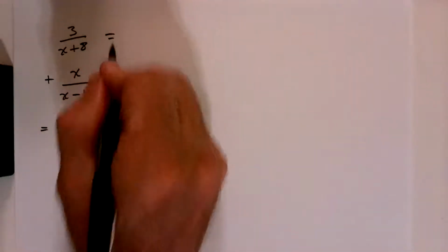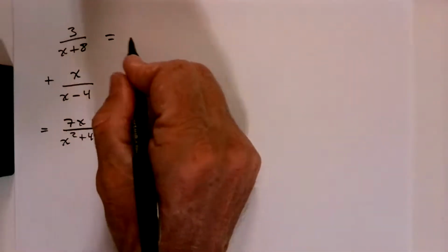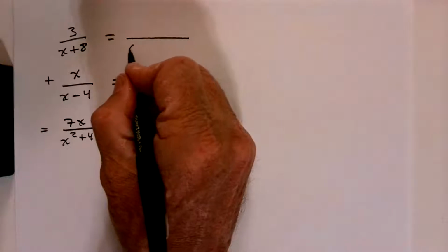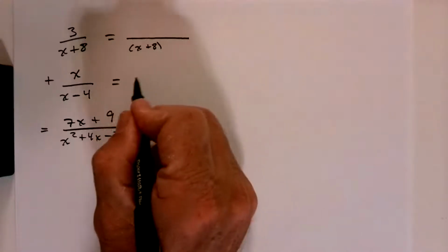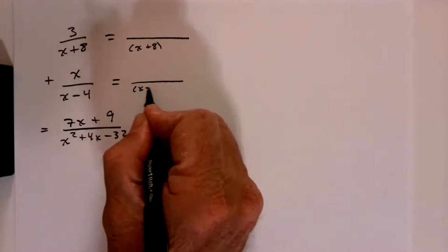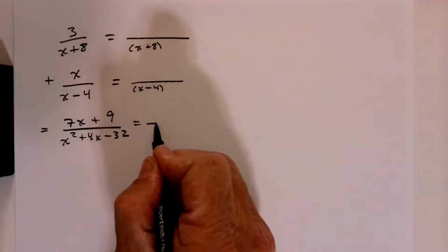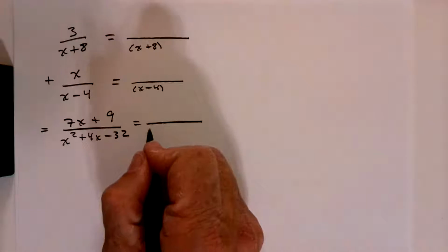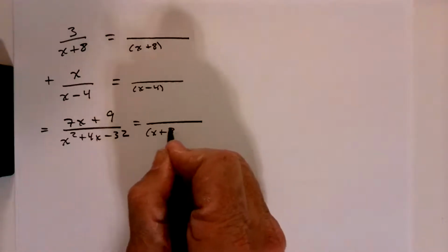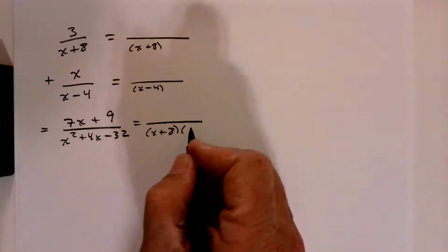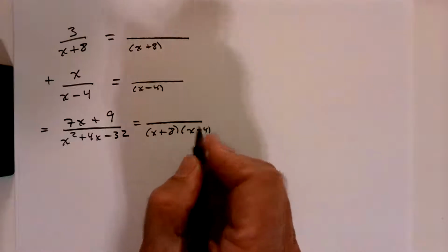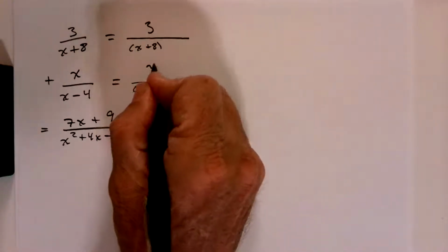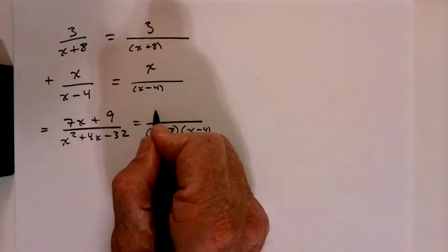So factoring the denominators, what do we get? X plus 8 is x plus 8. X minus 4 is x minus 4. X squared plus 4x minus 32 is x plus 8, x minus 4. Well, that's nice. Bring the tops over. Here's 3. Here's x. Here is 7x plus 9.